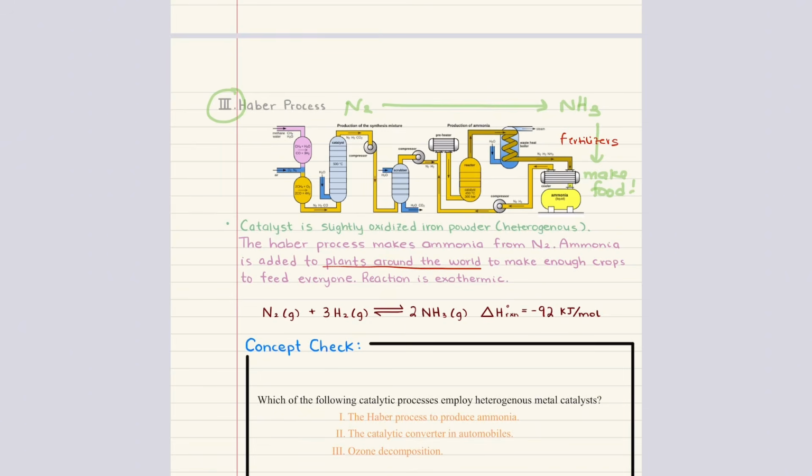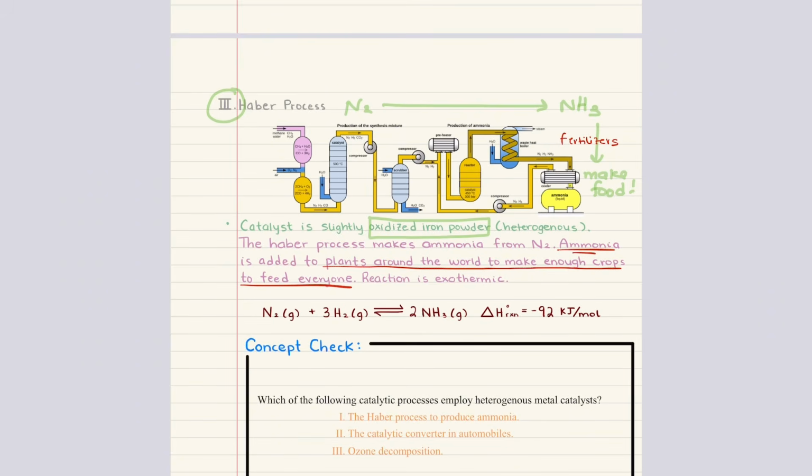The catalyst that's used in the Haber process is a slightly oxidized iron powder. This makes it another example of a heterogeneous catalyst because the catalyst is a solid while the reactants are gases. The iron surface provides a place where nitrogen and hydrogen molecules can attach, weaken their bonds, and react more easily. And this is very important because nitrogen gas is extremely stable.